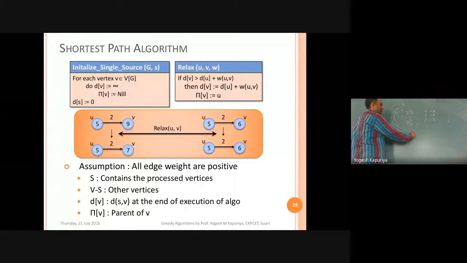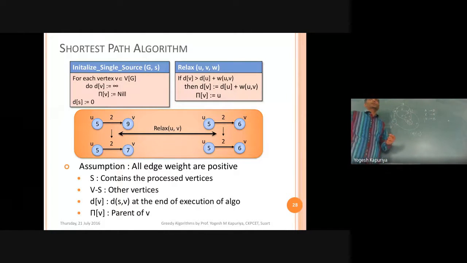The third is you will be given a pair of vertices. So you will be given a graph and then you will be given two vertices, A and C. Your objective is to find out the shortest path between the source, that is A, and the destination, that is C. So that is the third version, single pair shortest path.